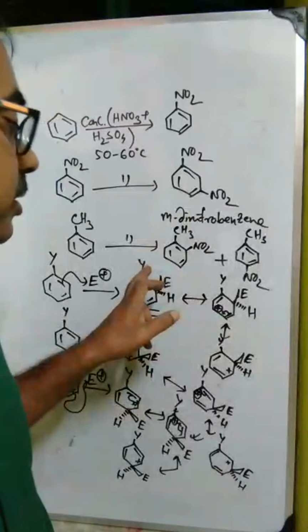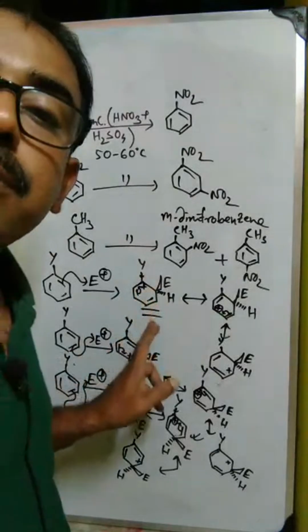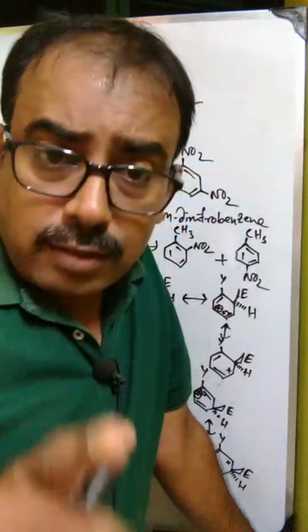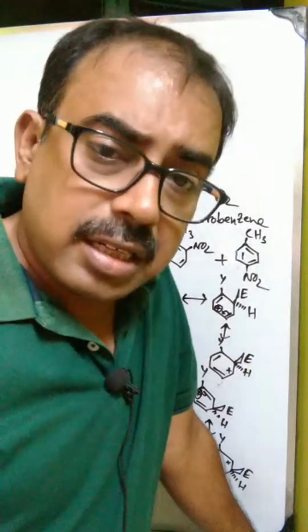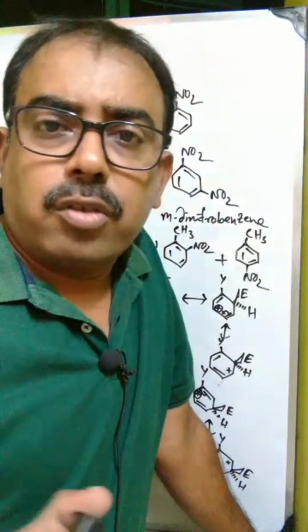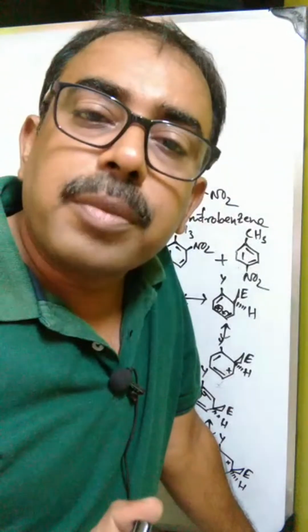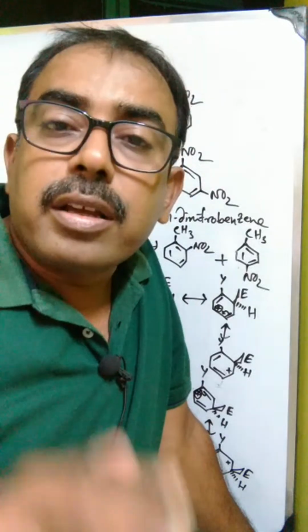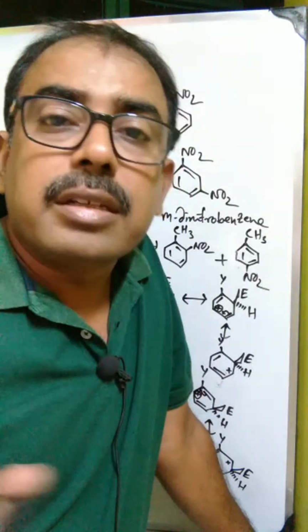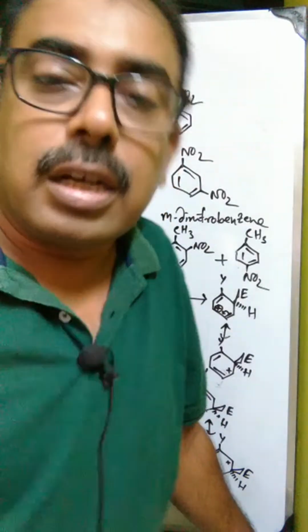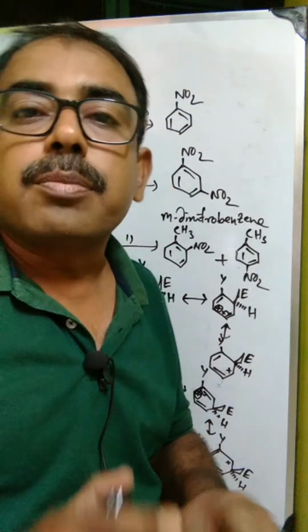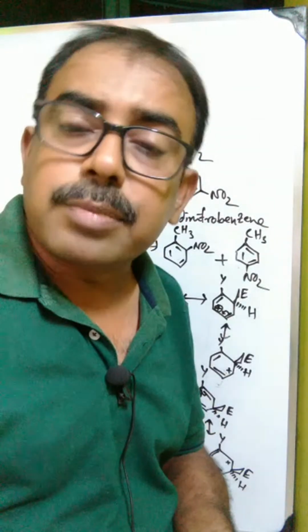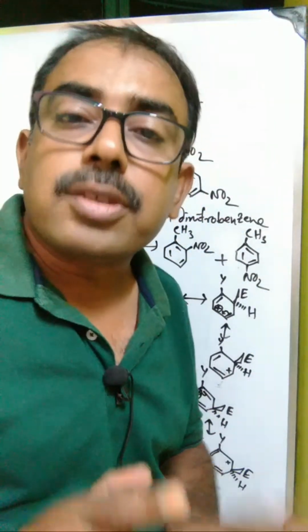If Y has minus I inductive effect, then it will destabilize these two resonating structures. That is why the incoming electrophile will not come in ortho and para positions. It will go to the meta position where that extra instability is not there. Okay, so the conclusion is that if Y has plus I inductive effect, then it is ortho-para orienting, and if Y has minus I inductive effect, then it is meta orienting.